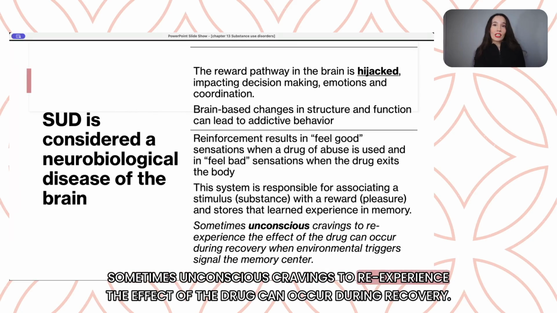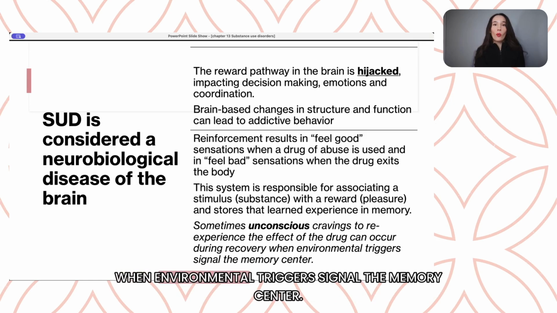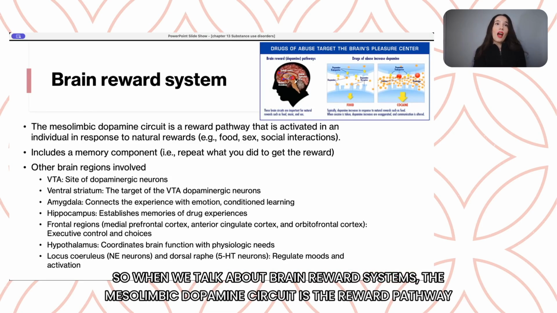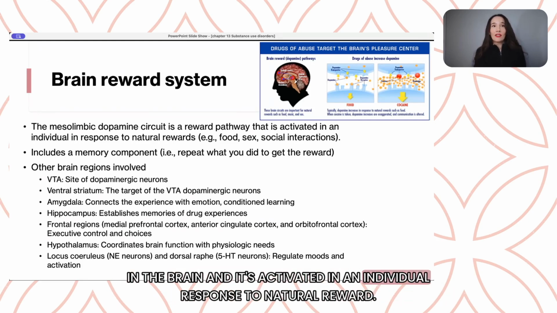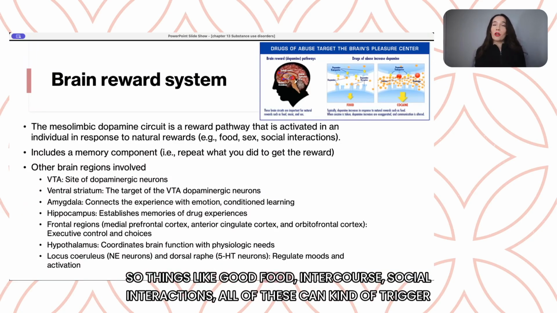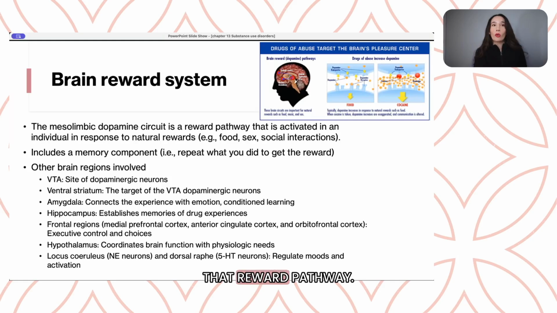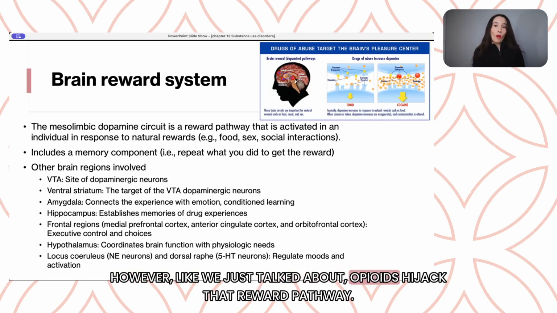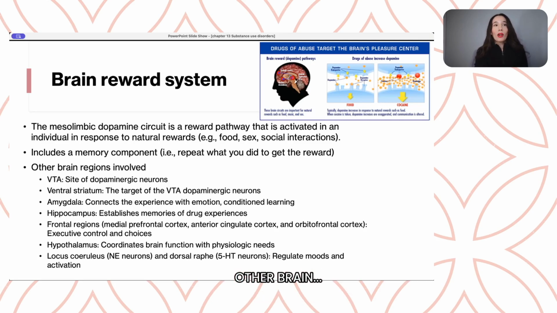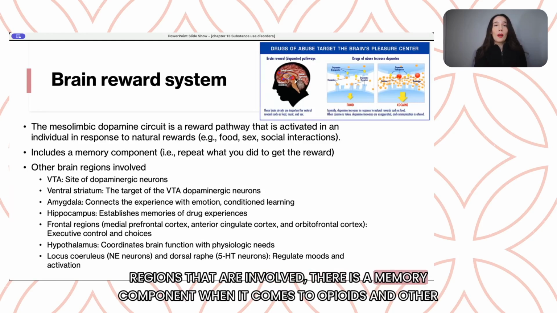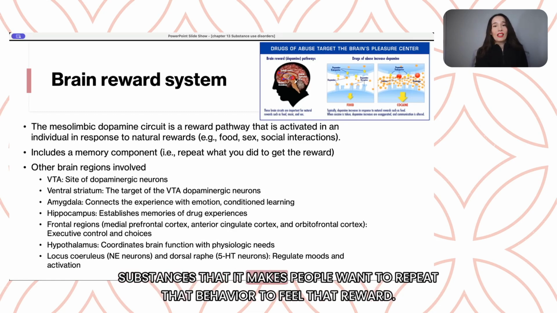Sometimes unconscious cravings to re-experience the effect of the drug can occur during recovery when environmental triggers signal the memory center. So when we talk about brain reward systems, the mesolimbic dopamine circuit is the reward pathway in the brain, and it's activated in an individual response to natural rewards. So things like good food, intercourse, social interactions, all of these can kind of trigger that reward pathway. However, like we just talked about, opioids hijack that reward pathway. Other brain regions that are involved, there is a memory component when it comes to opioids and other substances, that makes people want to repeat that behavior to feel that reward.